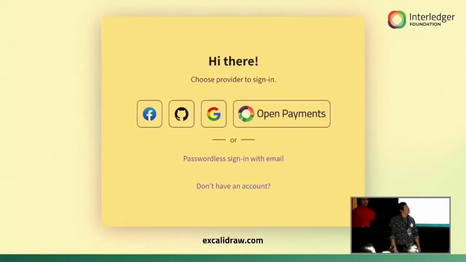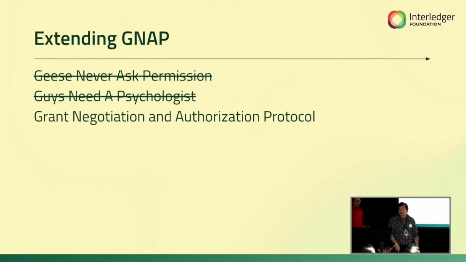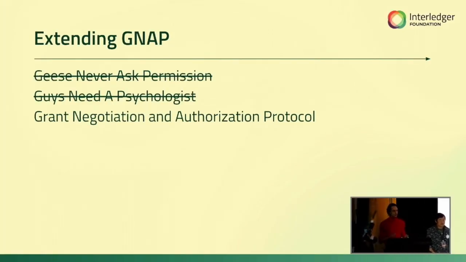And this is, again, in Rafiki authorization, where we use our auth protocol, GNAP. So it's like the successor to OAuth 2. GNAP stands for Grant Negotiation and Authorization Protocol. It only stands for that. There are no other names you can make for it.